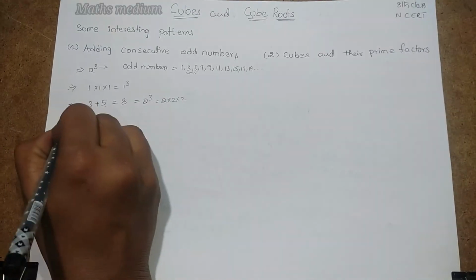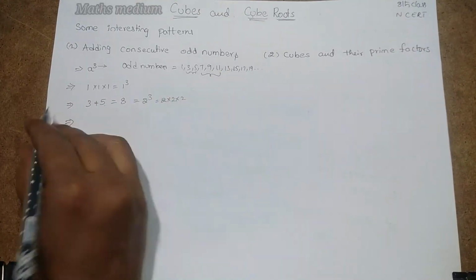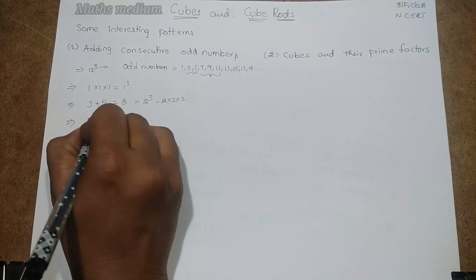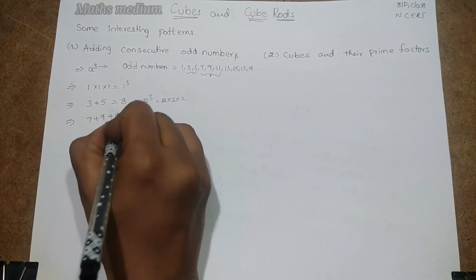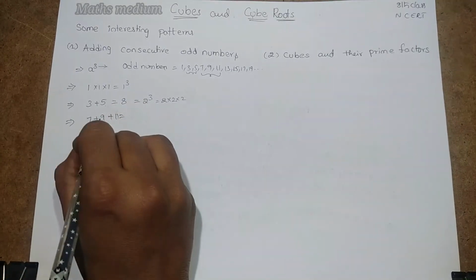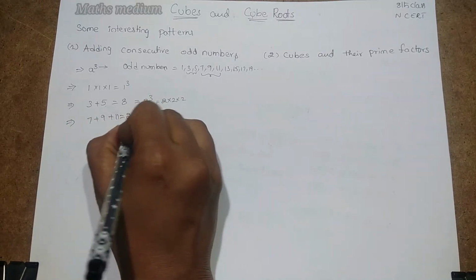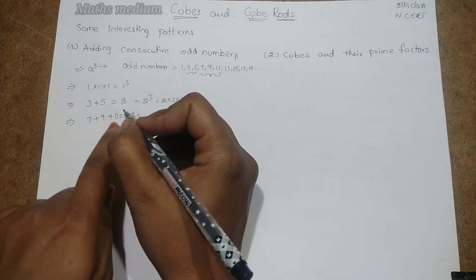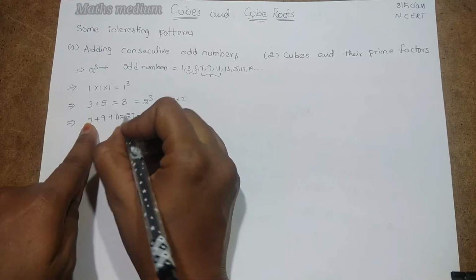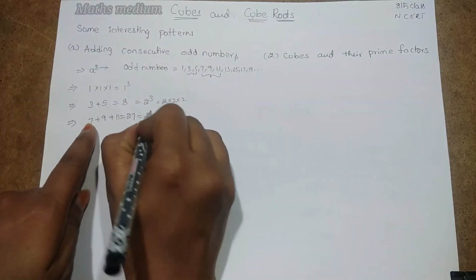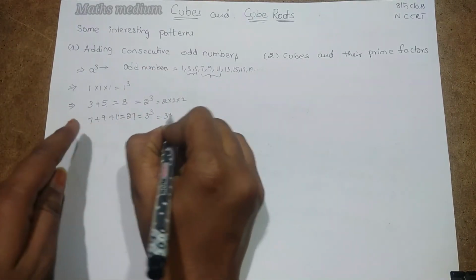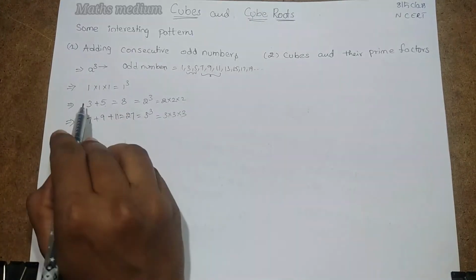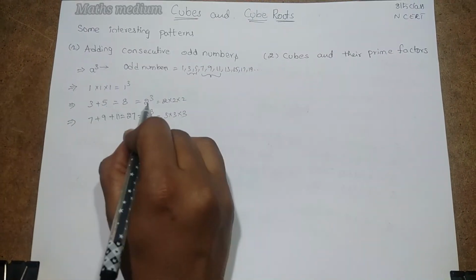Right? If you take these three numbers, 7 plus 9 plus 11. Here 11 plus 9 is 20, 20 plus 7 is 27. Here in these three numbers we are adding odd numbers. So it means it is 3 cube, like 3 into 3 into 3. Earlier we added 2 numbers, that's why there it was 2 cube.